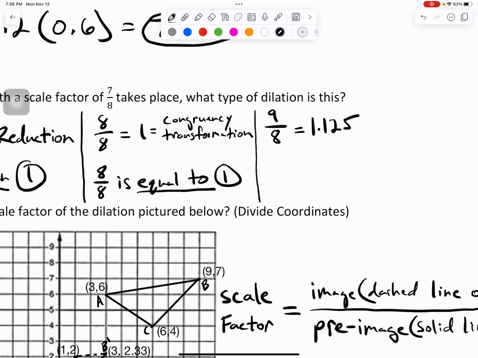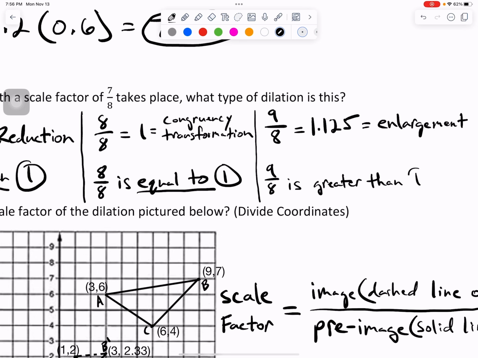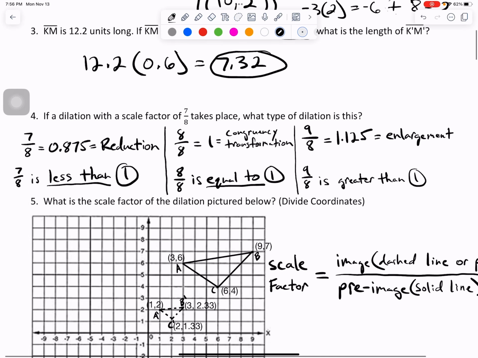All right, so this equals an enlargement, because anytime you take any number and multiply it by a number that's greater than 1, it's going to increase. All right, so we're just going to put 9 over 8 is greater than 1. So if you see any of those three, it should be a simple solve.